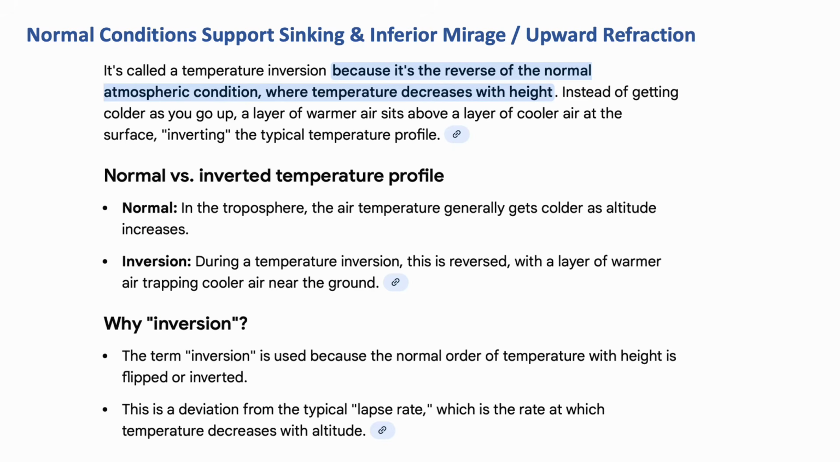Here's a description of what a temperature inversion actually is that I found online. It supports that the normal condition is temperature decreases with height. So you've got warmer under cooler air as normal. And again, it's called an inversion because it inverts the normal condition. You can read the rest of the text.